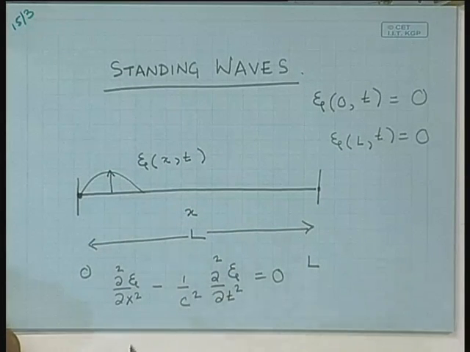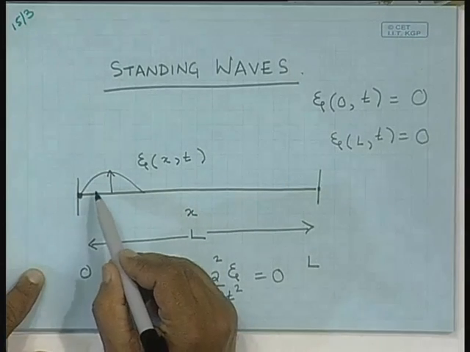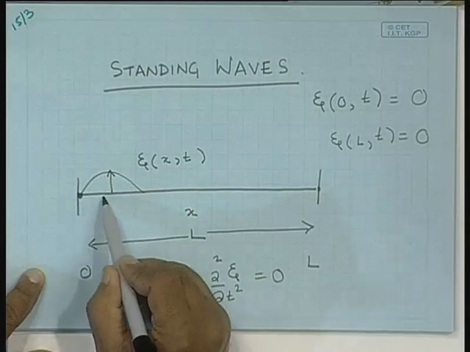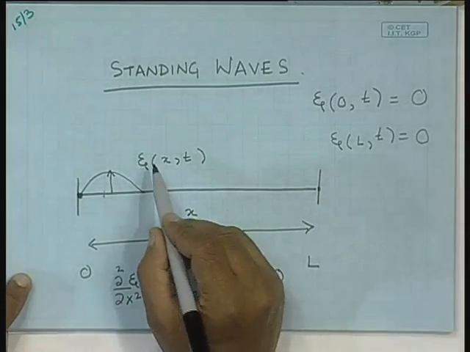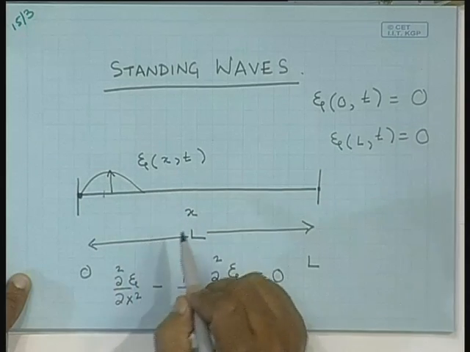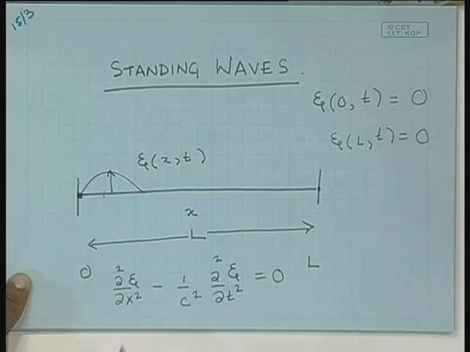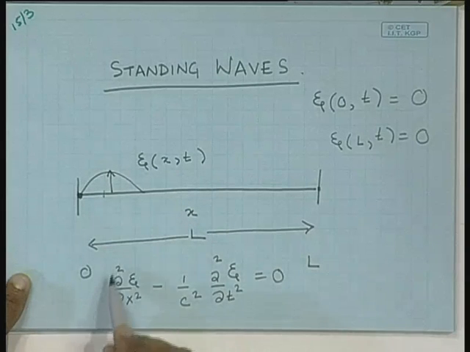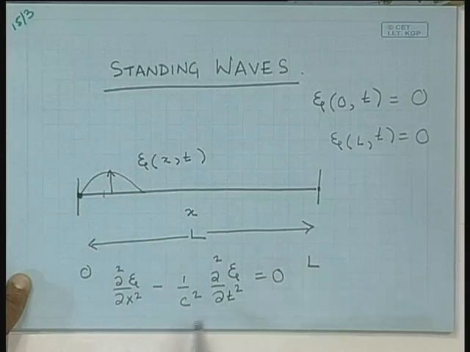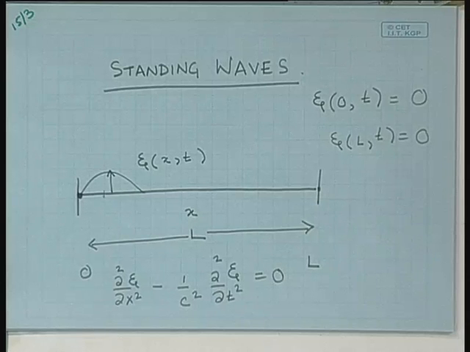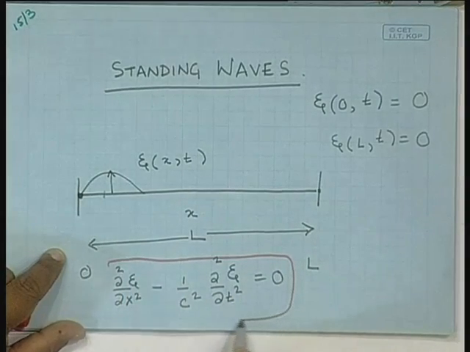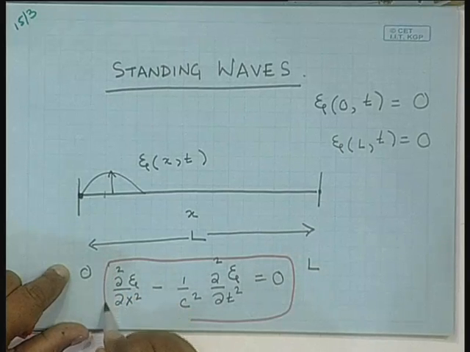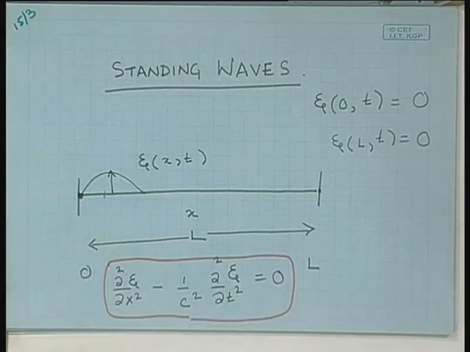So, I had told you in the last class that the disturbance, the transverse displacement of the string, which is the disturbance in this case, the transverse displacement xi, which is a function of x and t, the evolution of xi is governed by the wave equation, the same wave equation which we have been studying. So, this is the wave equation which governs the evolution of xi.